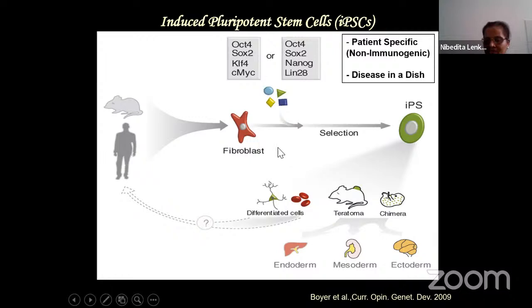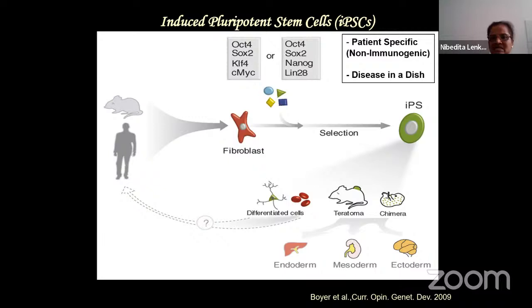So Yamanaka was the one who in 2006 reported elegant work, because of which he got the Nobel Prize. He first demonstrated it in mouse, then it went to human. Now there are so many groups working, and different strategies have been developed. More improved versions of the strategy have also been developed.